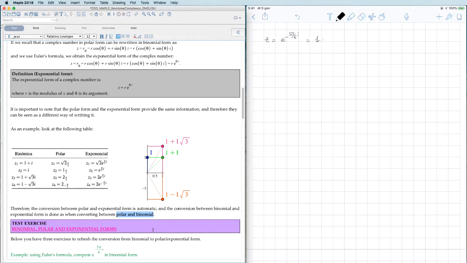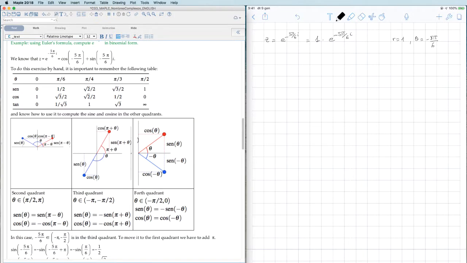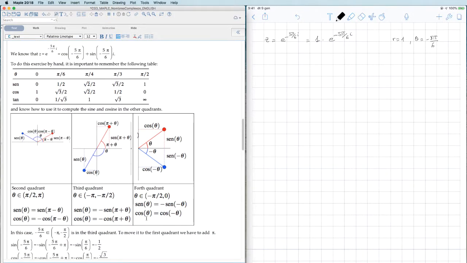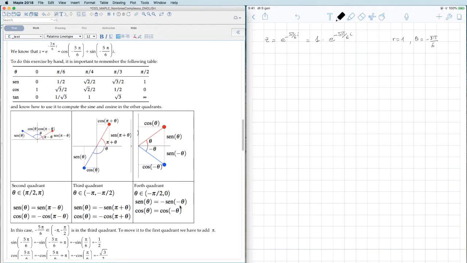You can see that this is the same as 1 e to the minus 5 pi over 6i. So the modulus is 1 and the argument is minus 5 pi over 6. So remember that in order to convert from polar to binomial, we need this table. So we have this formula: r cosine of minus 5 pi over 6 plus i times sine of minus 5 pi over 6. If we make a plot, we have minus pi over 2.